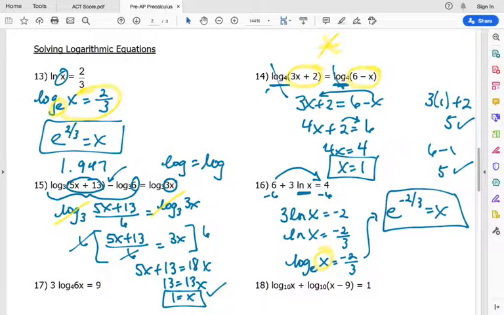If you did e to the negative 2/3, remember that negative 2/3, that's the same thing as saying 1 over e to the 2/3. It'll be a positive value, so it'll work when you plug that in. The decimal value for that is 0.513. Okay, let's do another one.